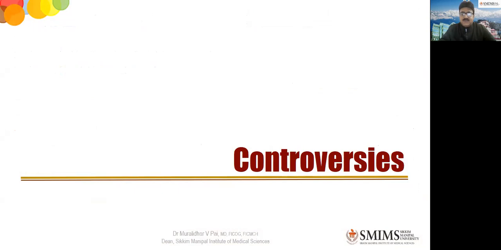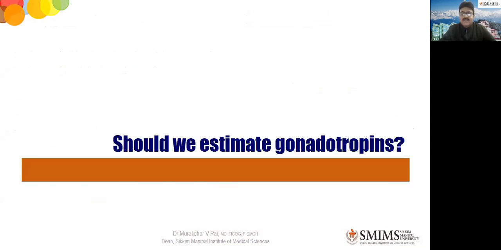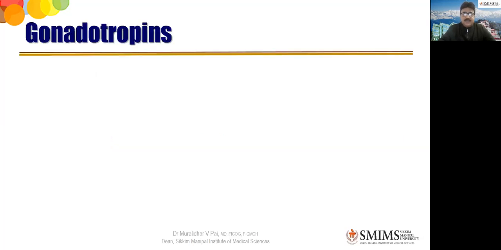I will continue with the controversies in PCOS. Yesterday, these two slides were very clear in the end, but the session abruptly ended, so I am restarting with those slides. Should we estimate gonadotropins? Because we have been traditionally told from our undergraduate days that the FSH-LH ratio is altered in favor of LH, in fact 1:3. Let's look at the relevance of that in today's practice.